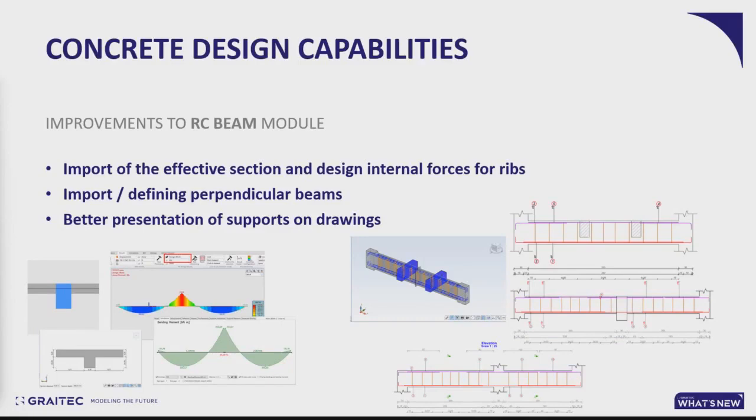The second point, now we can define or import from advanced design model beams that are perpendicular to the considered beam. Depending on the size and the function, such beams can play a role of supports or just be secondary beams. And finally, we have better drawings, also because not only can we see perpendicular beams, but also the real position of columns. So if they are located only below or also above the beam.